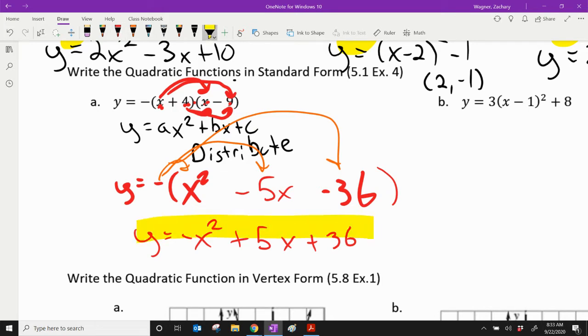This is standard form because we're in the form ax squared plus bx plus c. My a value is negative 1. My b value is 5, and my c value is 36. Very nice. We continue.